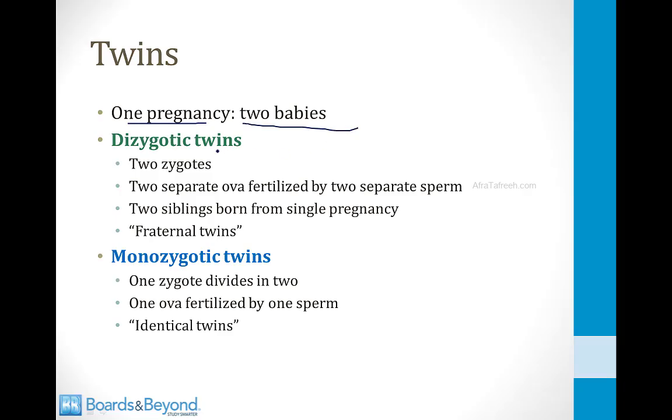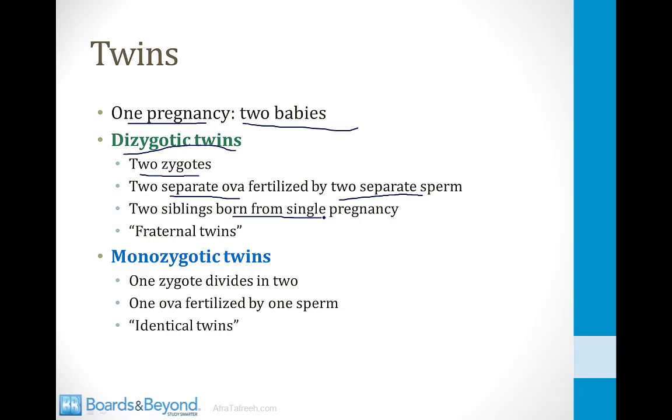Some pregnancies produce what's known as dizygotic twins. Like the name implies, this means there are two separate zygotes. This happens because two separate ova were released and fertilized by two separate sperm. Basically, in a dizygotic twin pregnancy, two siblings are simply born from the single pregnancy.